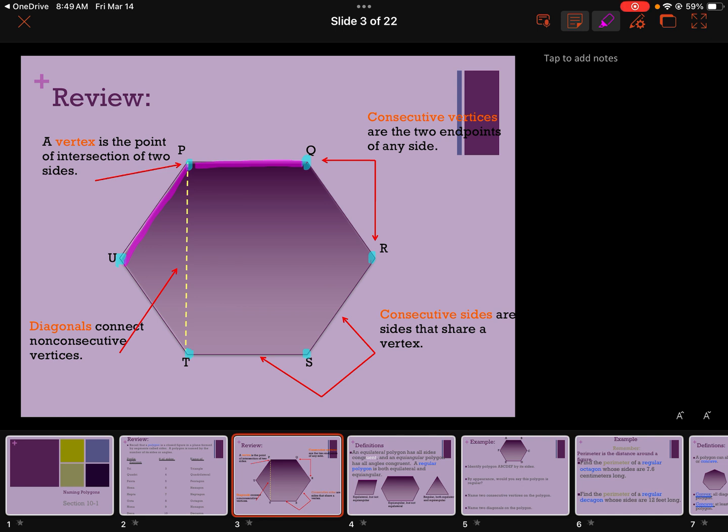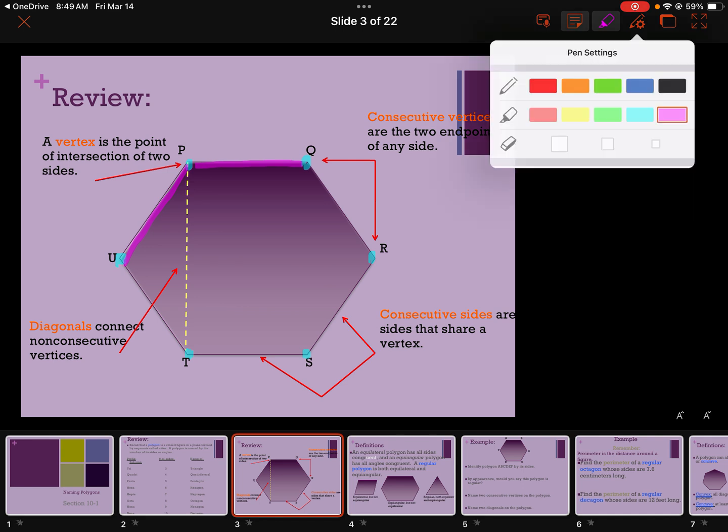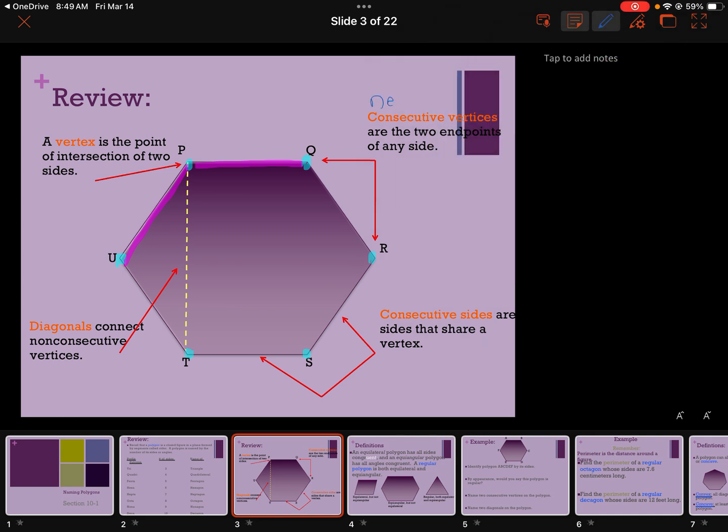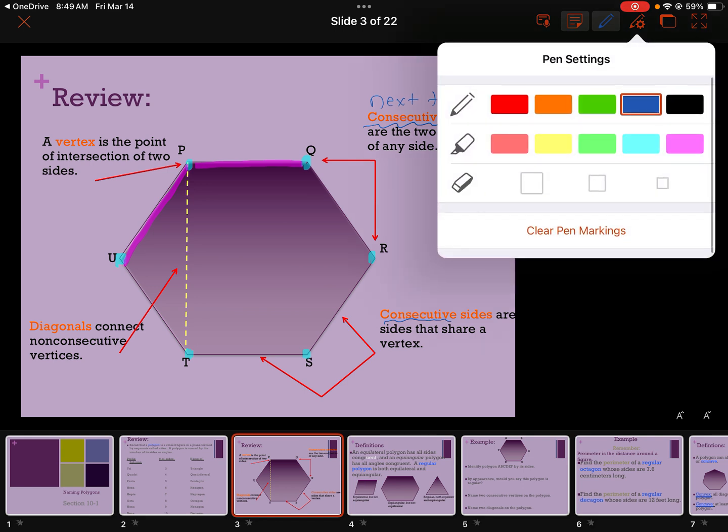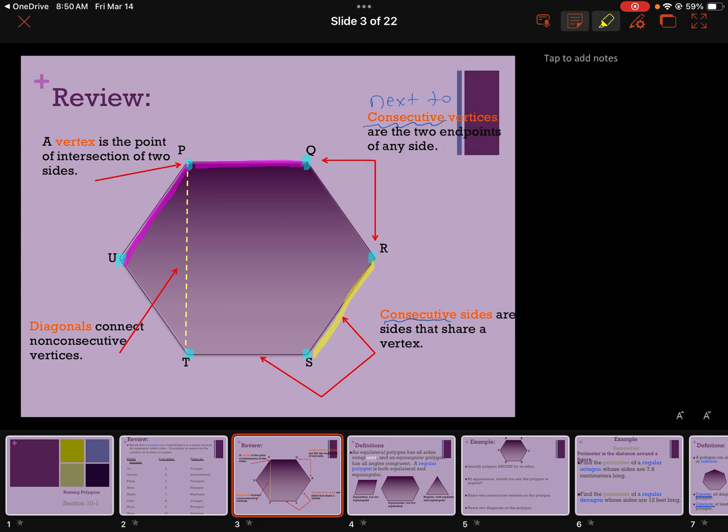Now, consecutive vertices would be vertices that share a side. For example, point P and point Q are consecutive vertices because they share segment PQ. It just means they're next to each other. That's all it means. So maybe we'll write that there just so you remember. Consecutive means next to. So again, if we're talking about consecutive sides, that would be 2 sides that are next to each other, like segment RS and segment ST. See how they both share that vertex S? That's how you know those sides are consecutive.